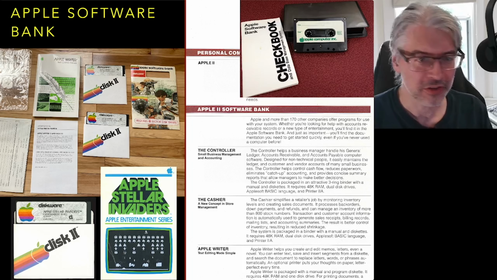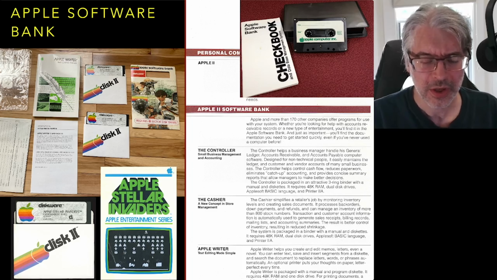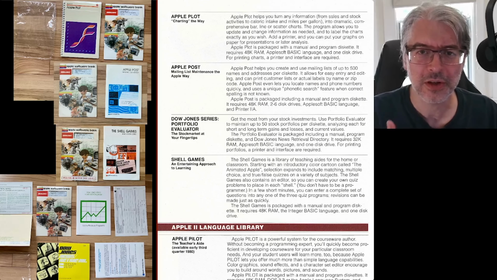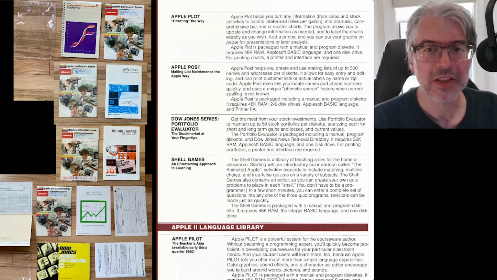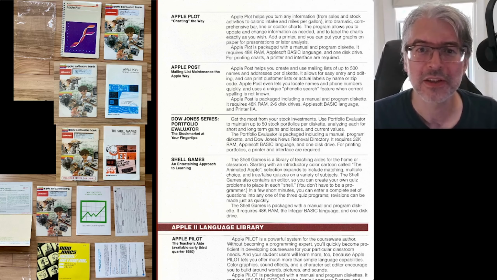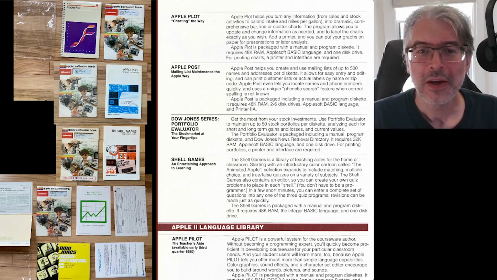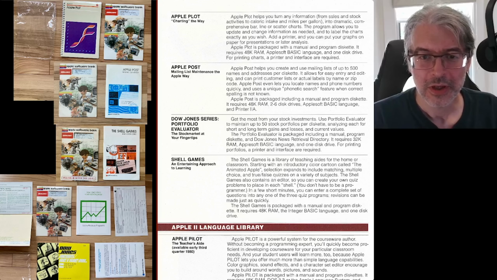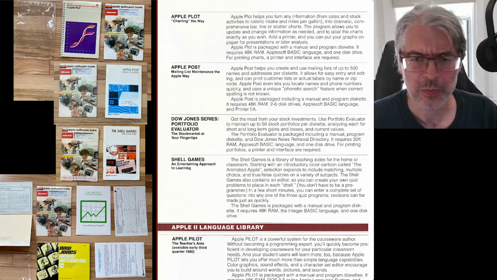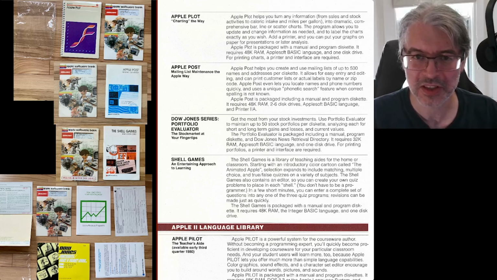And Apple Stellar Invaders is a game that they released. They released a couple of games early on. That's one of them. Apple Adventure is the other one. But here's some further things from that same Apple at a Glance catalog. Apple Plot, Apple Post, the Dow Jones Series Portfolio Evaluator, Shell Games. For things that I have photos of, I've stuck them on the side just because it's an interesting little visual aid to see what these things actually look like.